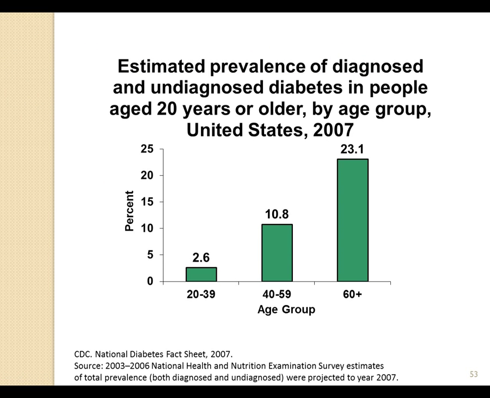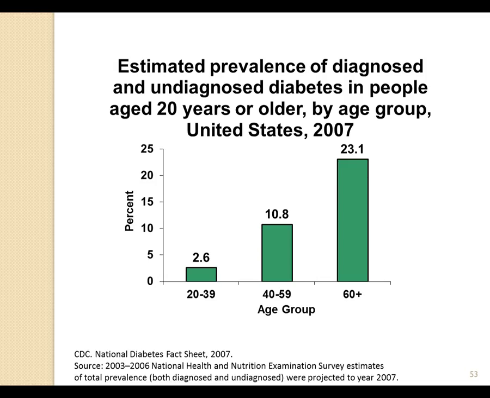So here we see the age-specific diabetes prevalence. What the CDC did here was stratify the population based on age. So we have the age group of 20 to 39, the age group of 40 to 59, and the age group of 60 and above. They then calculated the prevalence of diabetes within each of those strata.